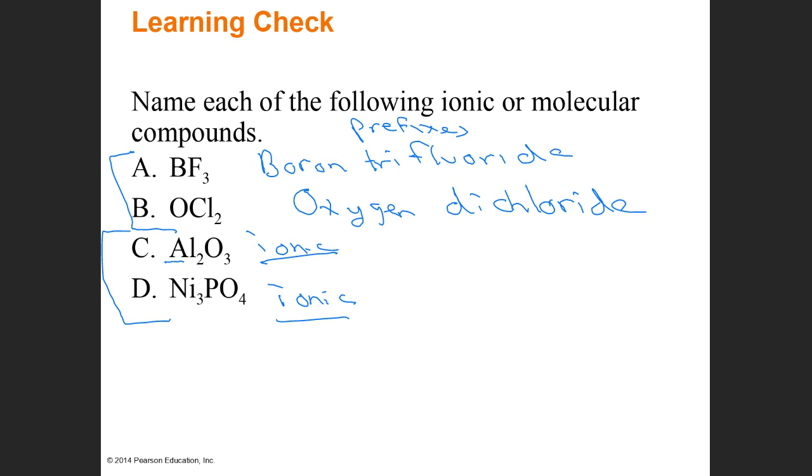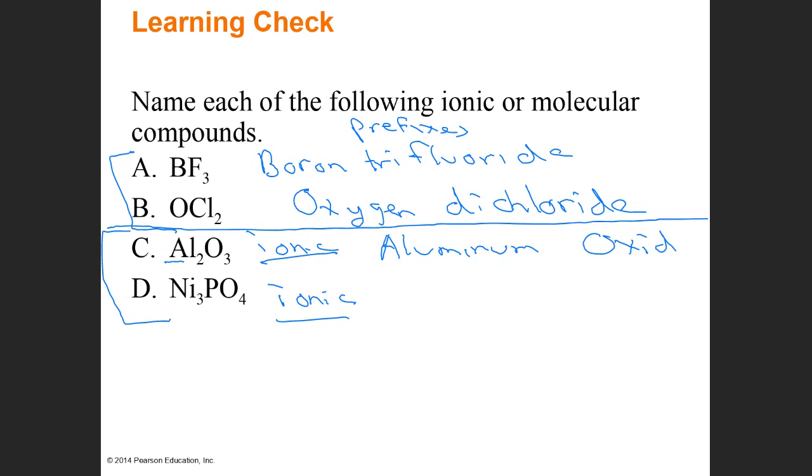So C and D, now back to the ionic naming. That means you just name the positive ion followed by the negative ion. So Al2O3 would be aluminum oxide.